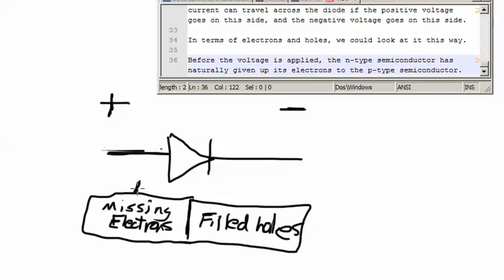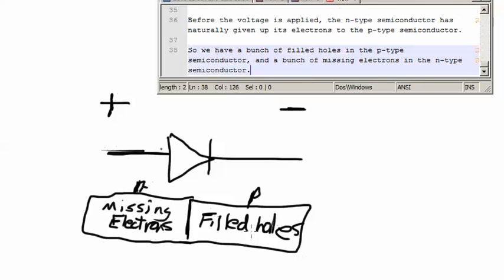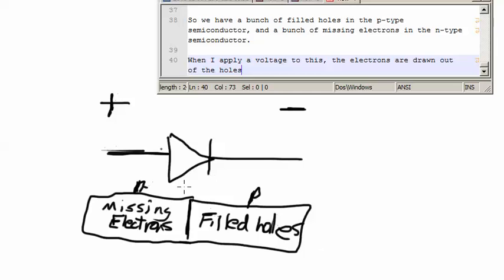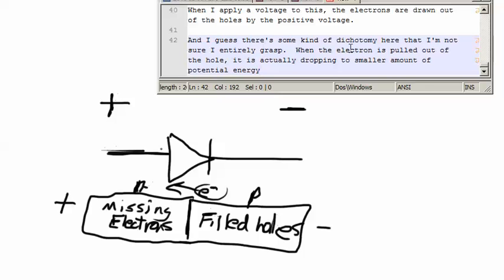Before the voltage is applied, the N-type semiconductor has given up its electrons to the P-type semiconductor. So we have a bunch of filled holes in the P-type semiconductor and a bunch of missing electrons in the N-type semiconductor. When I apply a voltage to this, the electrons are drawn out of the holes by that positive voltage over there. And I guess there's some kind of dichotomy here that I'm not entirely sure I grasp, but when the electron is pulled out of this hole, it is actually dropping to a smaller amount of electrical potential energy.